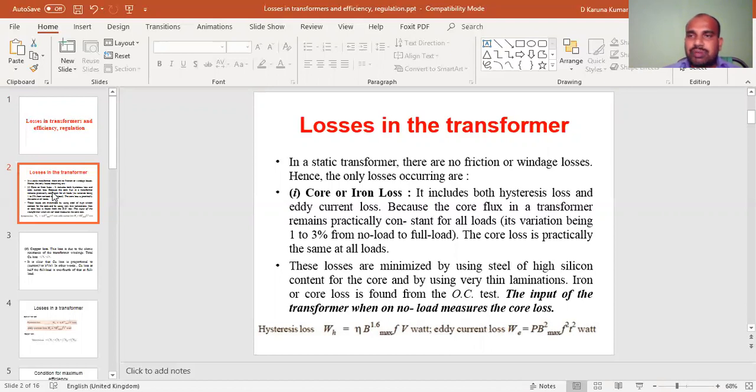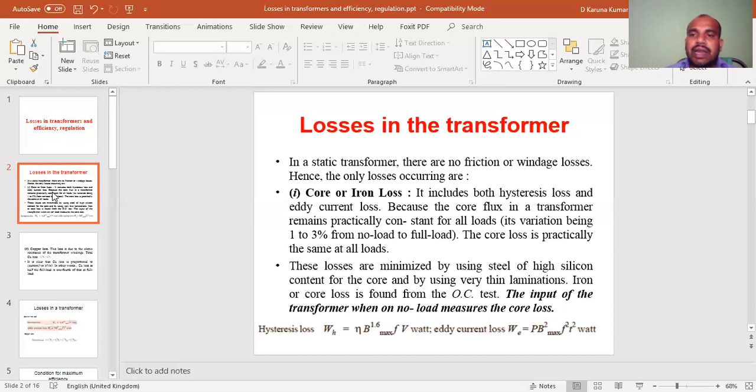The first loss in a transformer is the core or iron loss, which includes the combination of hysteresis and eddy current losses. These losses occur due to the core flux in the transformer. Practically they are the same at all loads, no load, full load, and three-fourths load. To reduce these losses, we use steel with silicon content for the core and very thin laminations.